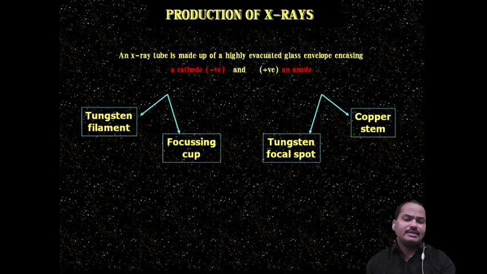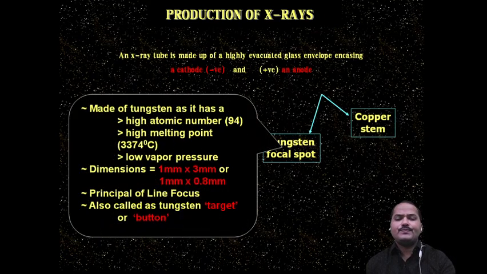The anode comprises a copper stem and a tungsten focal spot. The tungsten is taken up as the metal of choice because it has a high atomic number, 74, a high melting point of 3374 degrees centigrade, and it has a low vapor pressure, means it does not vaporize very easily, and whatever vapors are formed, they do not form a pressure.